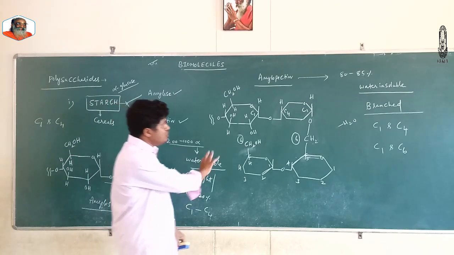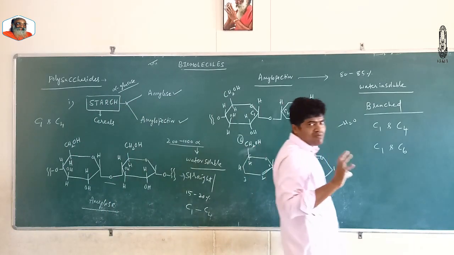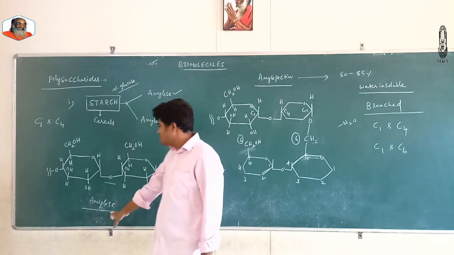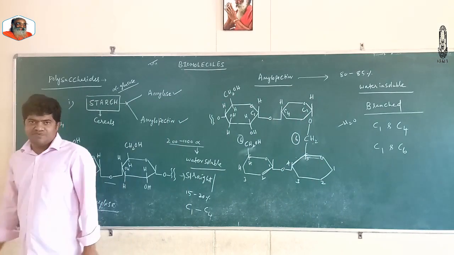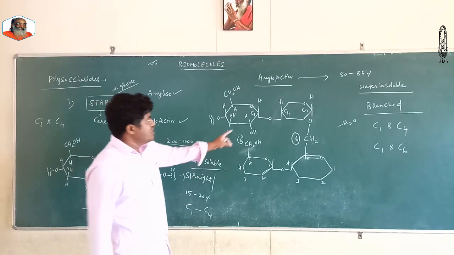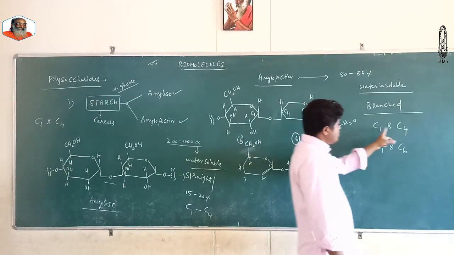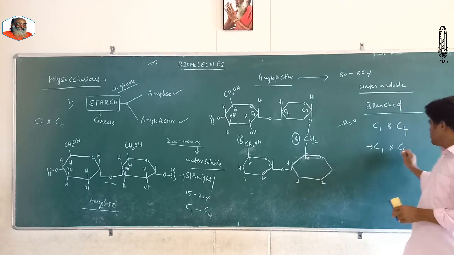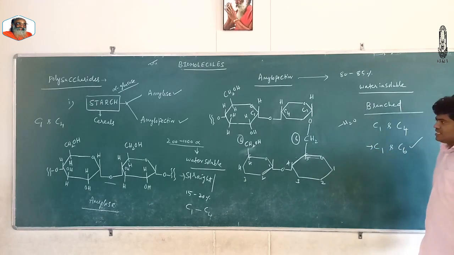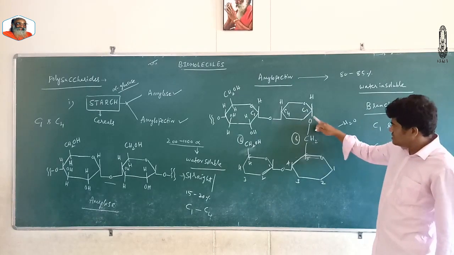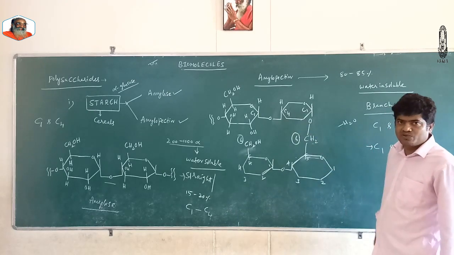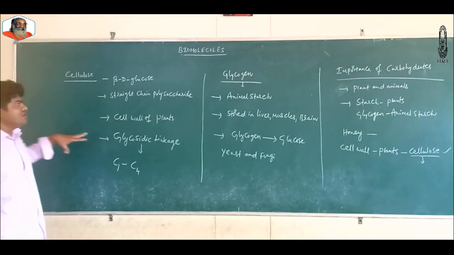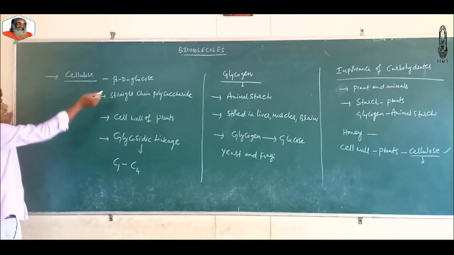Please remember, you need not draw the structures. You just remember where the glycosidic linkages are present. In amylose, the glycosidic linkage is at C1 and C4. In amylopectin, in addition to C1 and C4, you can also see branching at C1 and C6 of alpha D glucose units. That is about starch, and next are cellulose and glycogen.